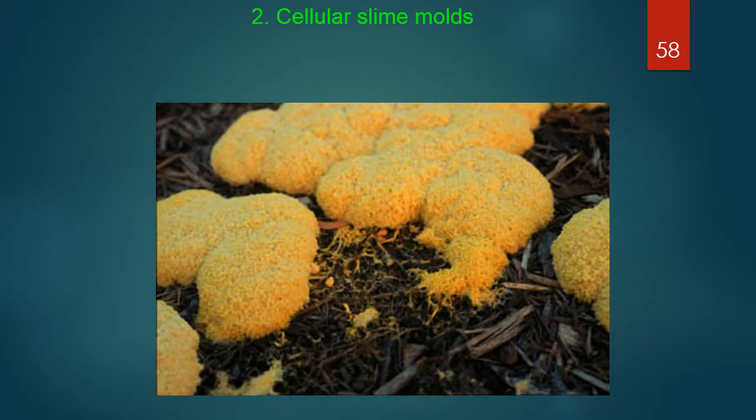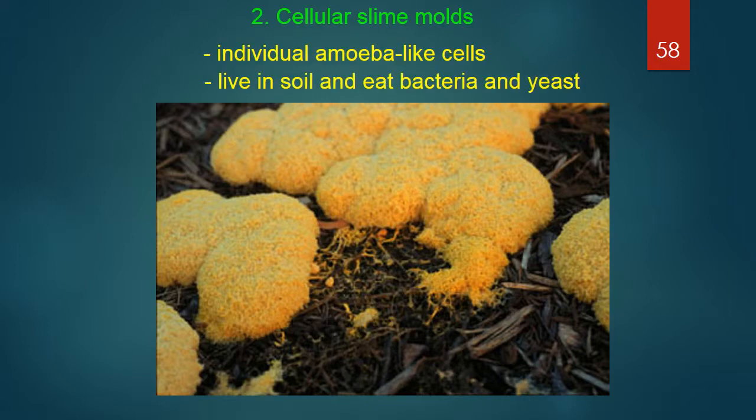Okay, the second type is a cellular slime mold. And these are individual amoeba-like cells. And they live in the soil and they eat bacteria and yeast. And they may look familiar to you because oftentimes if you put down mulch, they tend to like mulch, and usually there are spores of them within the mulch, and so once it's wet, then they can begin to grow and eat the bacteria and yeast on the mulch.